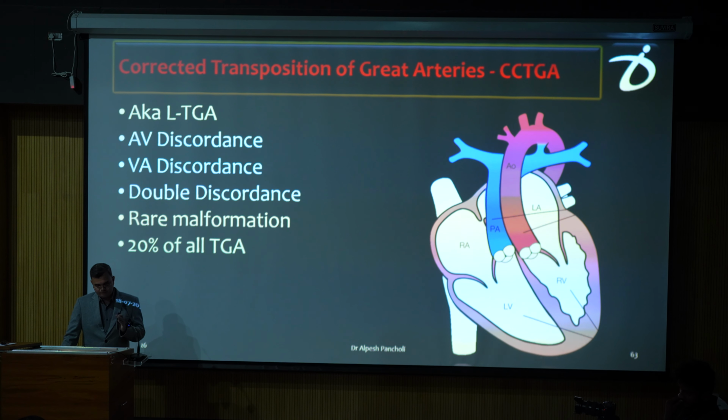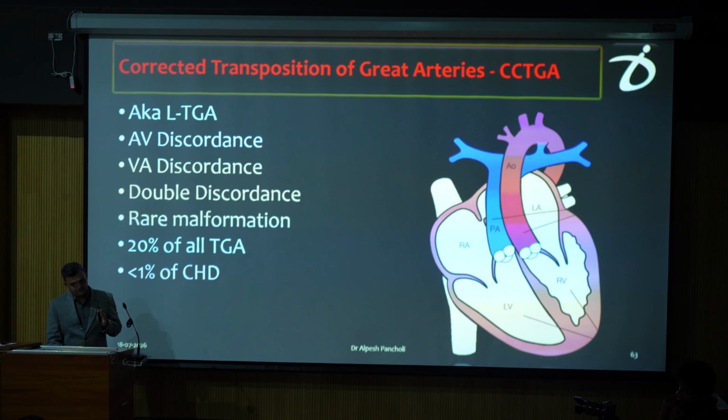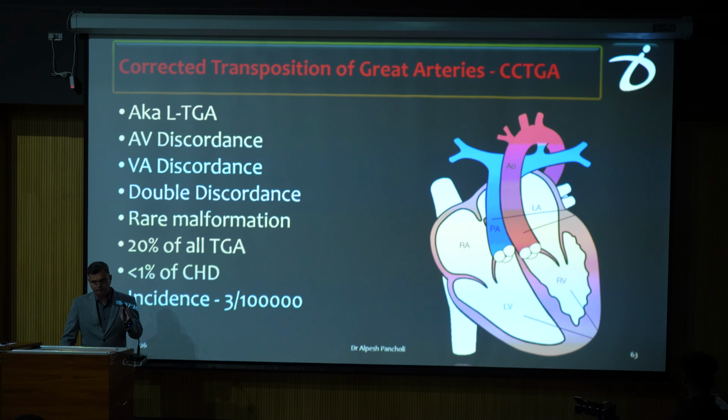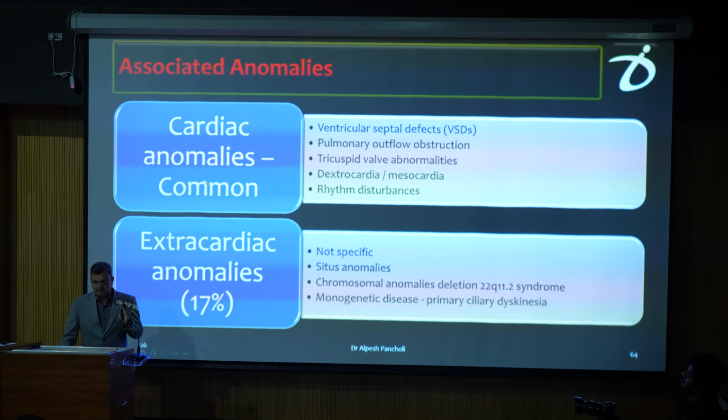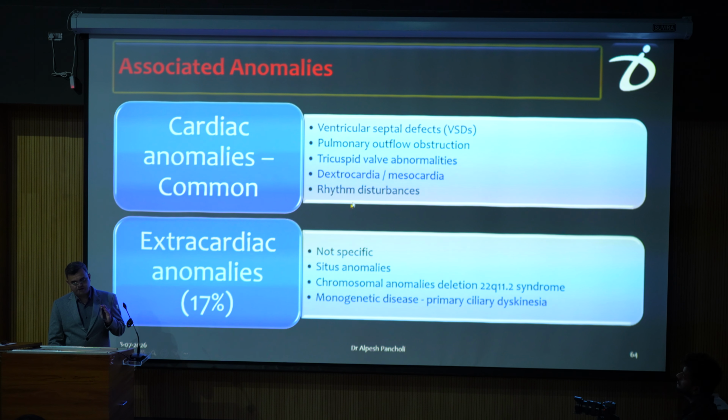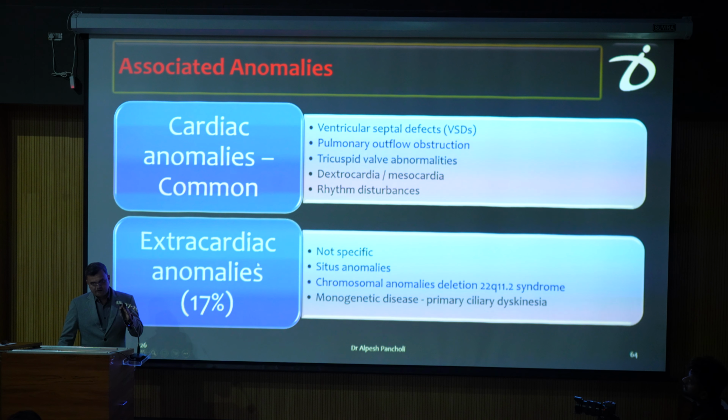It is a very rare malformation. It accounts for 20% of all TGA. It accounts for less than 1% of all CHDs, and incidence is about 3 per 1 lakh. Associated cardiac anomalies are common: VSD, pulmonary outflow obstruction, tricuspid valve abnormalities, dextrocardia, and rhythm disturbances. Why rhythm disturbances? Because the ventricles are inverted, so there will be disruption in the normal electric signals. Extra cardiac anomalies are not specific. It can be associated with situs abnormalities, DiGeorge syndrome, and primary ciliary dyskinesia.